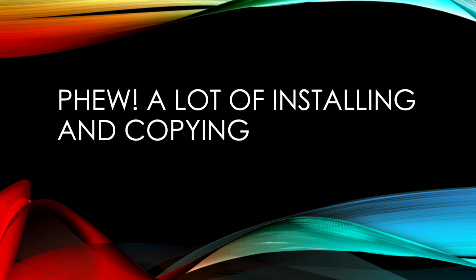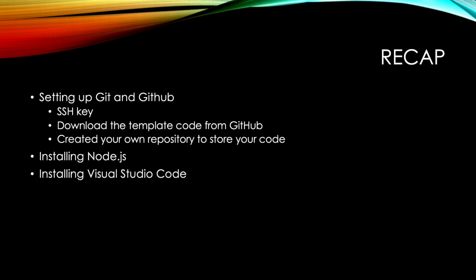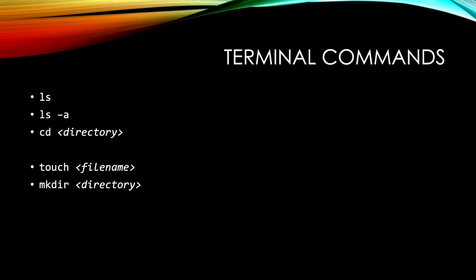So a brief recap of what we have done. We have set up Git and GitHub, whether it is the SSH key or the repository. Repository again is another name for projects. And we have also installed Node.js, and finally Visual Studio Code, which is sort of like a better version of a text editor. It seems like there was a lot of copying and you learned barely any new things. But for some of you, it will be the first time that you are using the terminal.